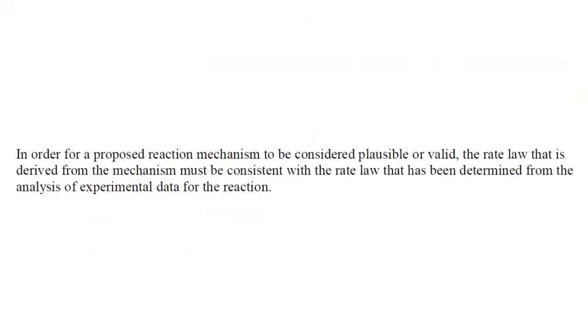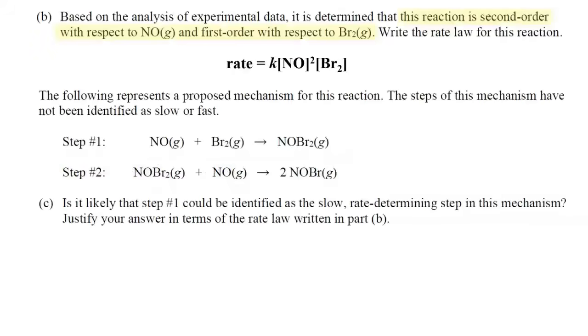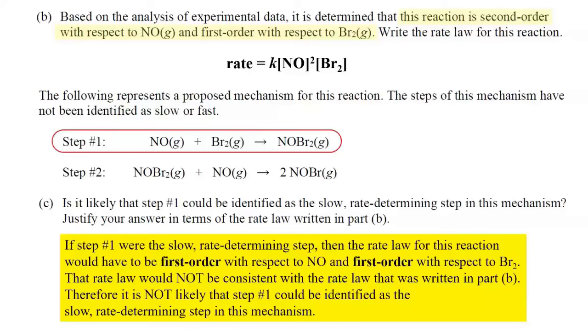And when you're analyzing a mechanism, in order for the proposed reaction mechanism to be considered plausible or valid, the rate law that is derived from the mechanism must be consistent with the rate law that has been determined from the analysis of experimental data for the reaction. So it's not going to be possible to get second order with respect to NO if we only focus on step 1. So if step 1, which has only one molecule of NO as a reactant, were the slow rate determining step in this mechanism, then the rate law would have to be first order with respect to NO. Again, because there's only one molecule of NO featured as a reactant.